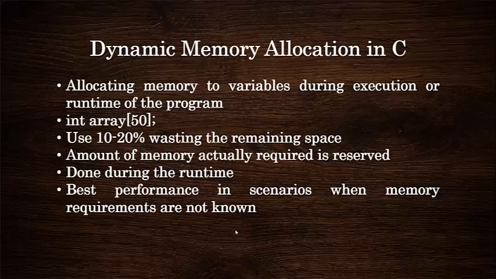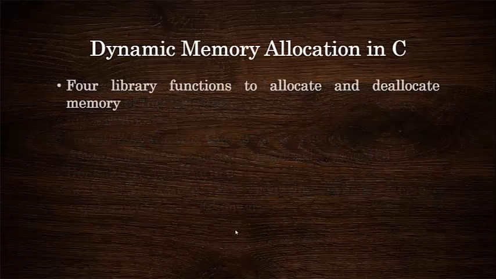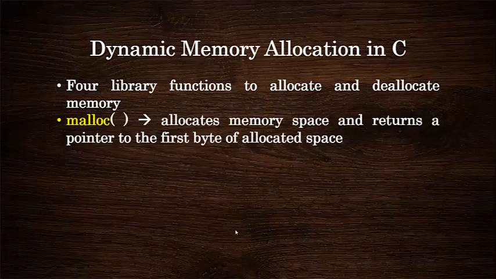Okay, so in your C program, there are actually 4 library functions to allocate and deallocate the memory. The first one is malloc. malloc is going to allocate the memory space, and it will return a pointer to the first byte of the allocated memory space. So some memory space will be allocated, and this function is going to return a pointer, and that pointer will point to the first byte of the allocated space. The first byte of the allocated space indicates the address of the first element.